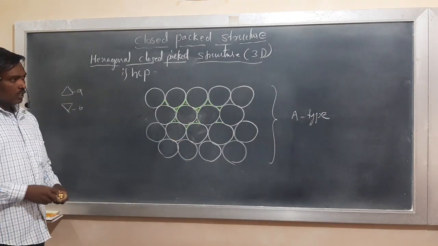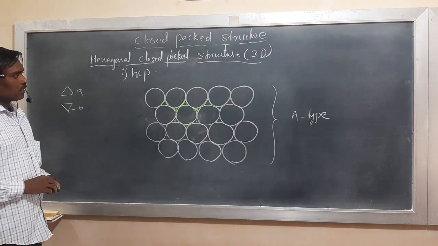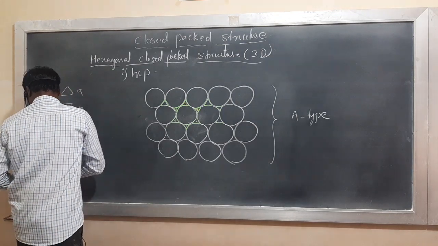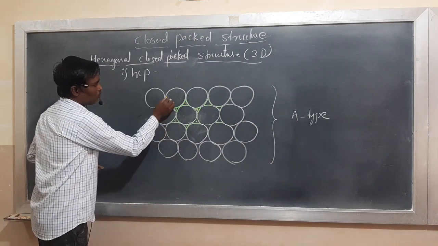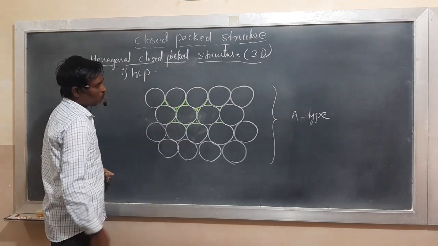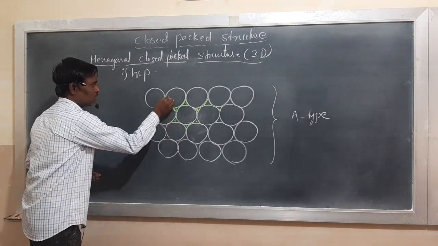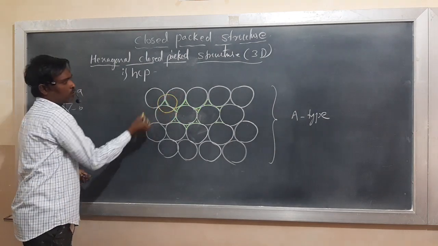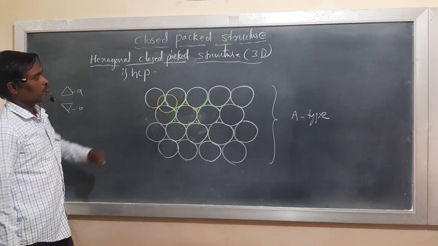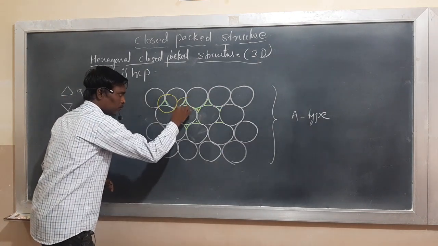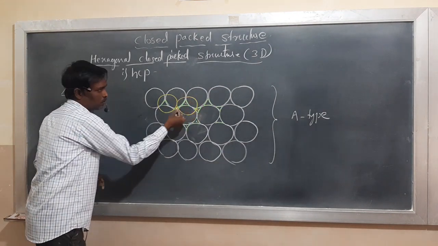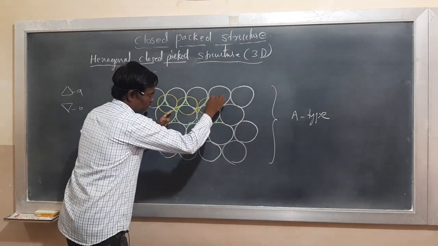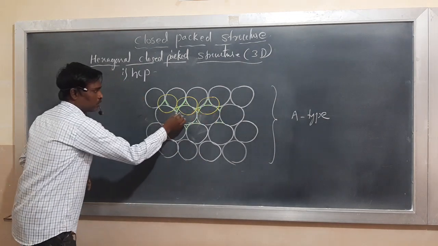Now, if I place the next layer exactly in such a way that it covers only the A type of voids, that is, this is the sphere which completely covers the A type of voids, then the next ball, and the third one.